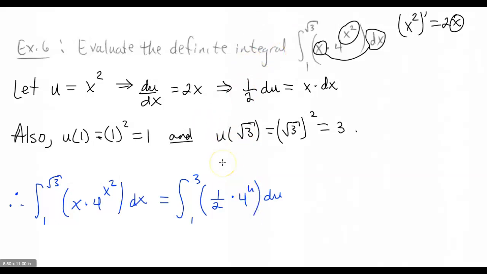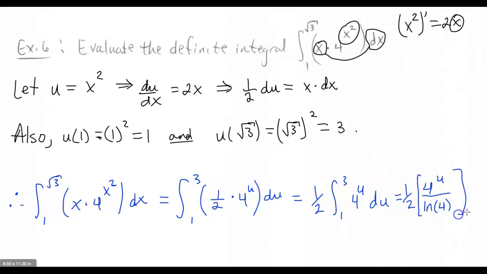All right, so we have that. So now all we have to do is take the antiderivative of 4 raised to the u, because again, we'll ignore this 1/2 that's out here. And of course, the antiderivative of 4 raised to the u is just going to be 4 raised to the u divided by natural log of 4. And that will be evaluated from 1 to 3.